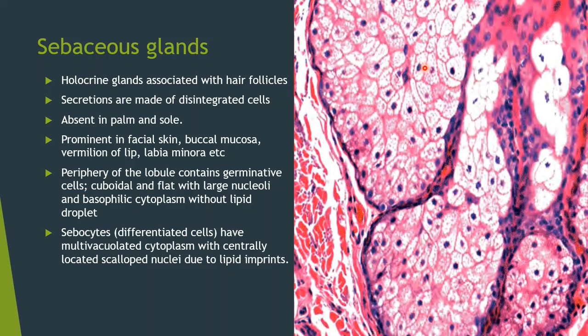If we look at the structure of the sebaceous glands, they are mostly formed by mature sebaceous cells or sebocytes. The sebocytes have abundant clear-looking cytoplasm containing lipid vacuoles, which cause nuclear indentation. At the periphery of the lobules, there are germinative cells of the sebaceous gland, which have flat large nuclei and basophilic cytoplasm without lipid droplets.